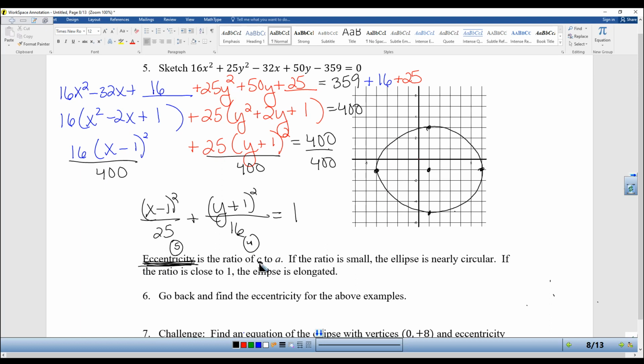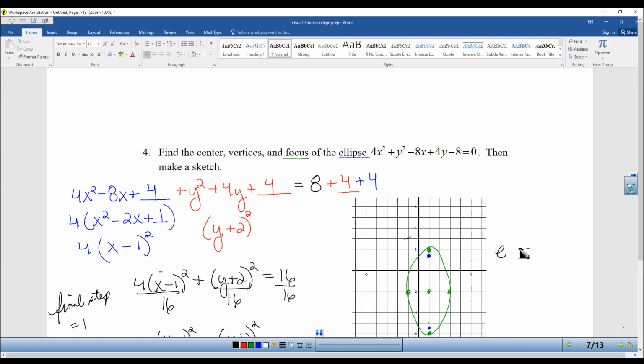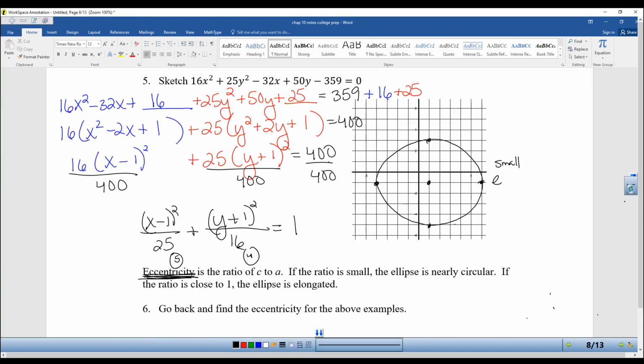It's the ratio of C to A. If the ratio is small, the ellipse is nearly circular. So I'm going to expect this one to have an E that is small. If the ratio is close to 1, then I'm going to expect the ellipse to be elongated. So I would expect this E to be closer to 1 than whatever I get for the last one.